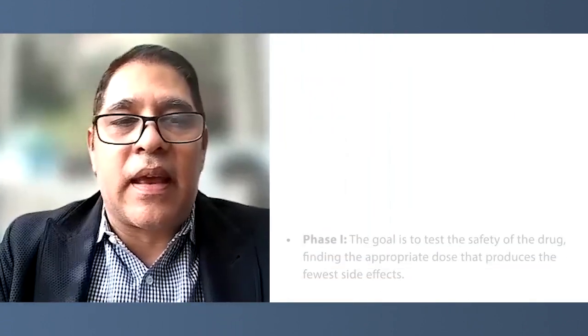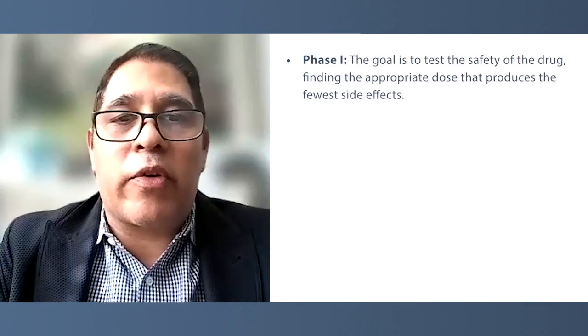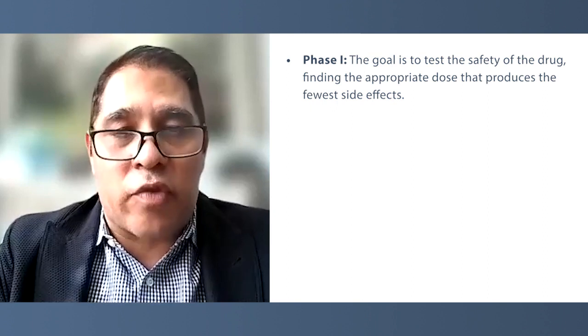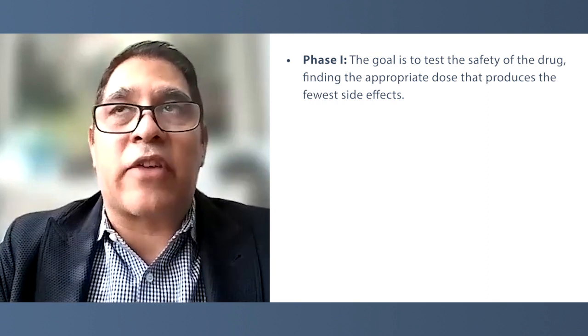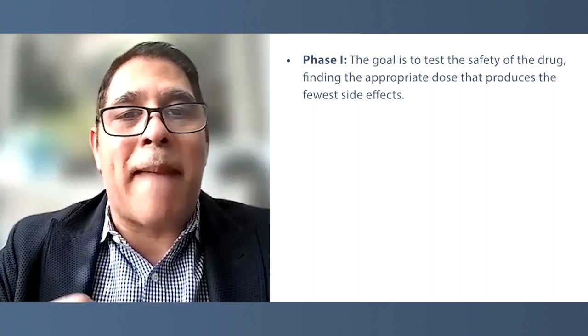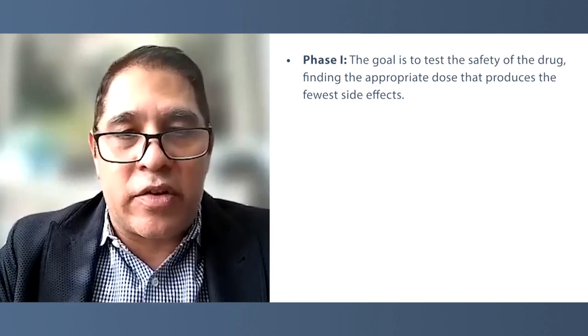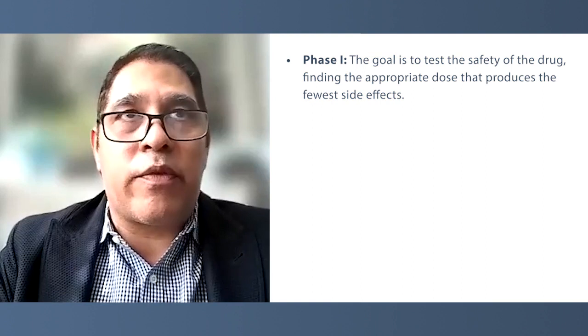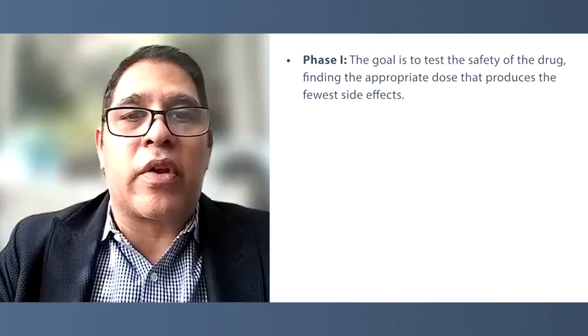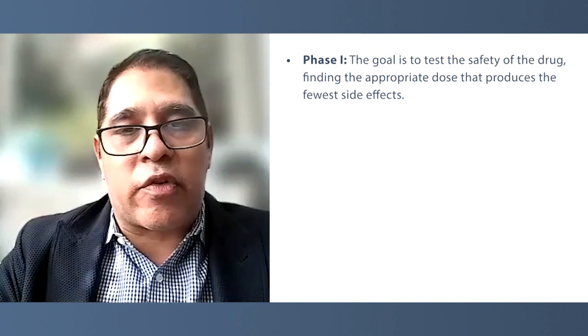Great question. Phase one is the safety phase. All we're trying to do is find the right dose of the drug that is actually safe to give to patients. We call it the maximum tolerated dose. And once we find that dose, we use it to go to phase two of the trial.